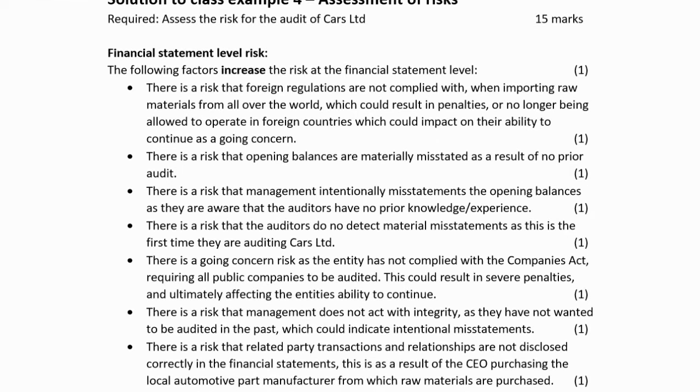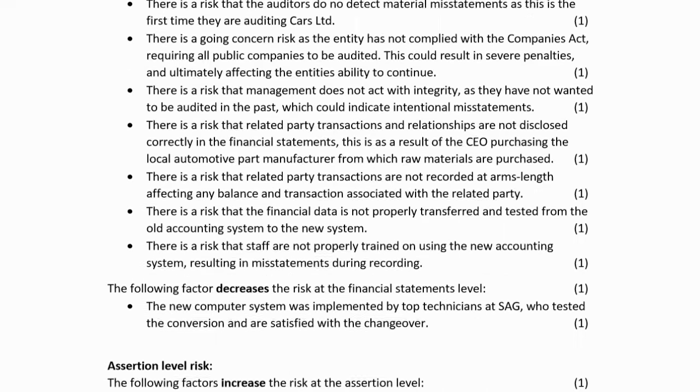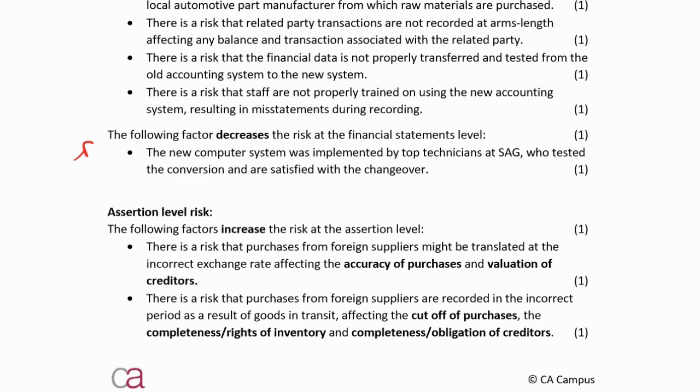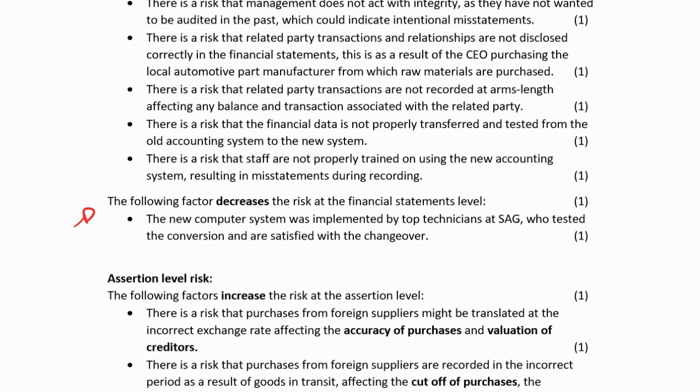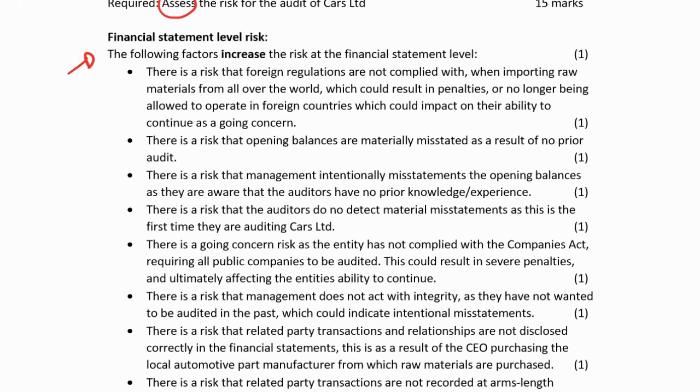So, look how the layout is. Because it was assess the risks, we've got the following increase the risk, the following decrease the risk, and there's a mark to show that you will get for assessing. Okay, so easy risks, foreign regulations, and guys, a little bit further into why that is a risk with regards to the financials.